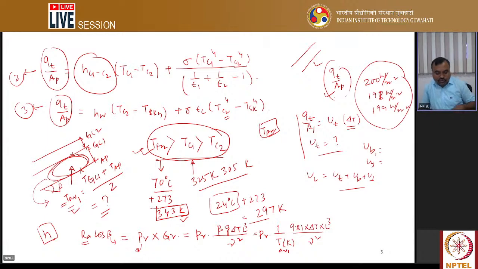So once we know these values, and once we know Ra cos beta, this will be something like Ra multiplied by cos beta. Then this will guide you as to which correlations are to be used for the particular calculation. Okay.